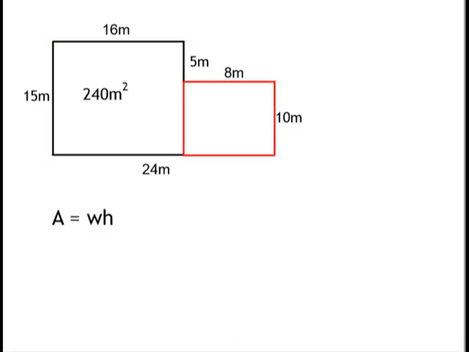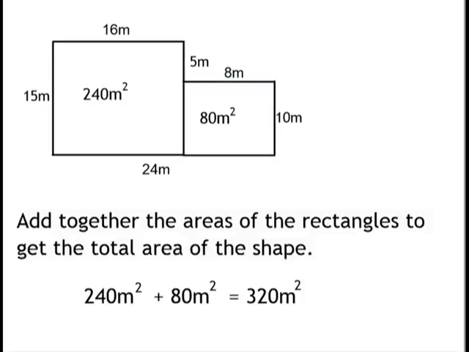Now have a look at my other rectangle, width times height. My width is 8 metres, my height is 10 metres. 8 metres times 10 metres is 80 metres squared. So the area of my second rectangle is 80 metres squared.